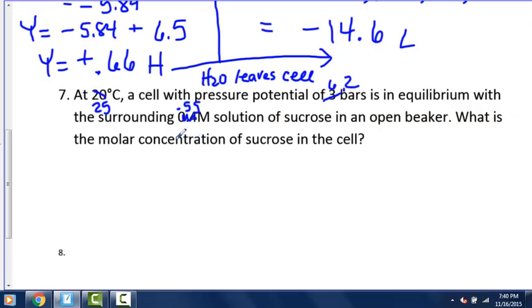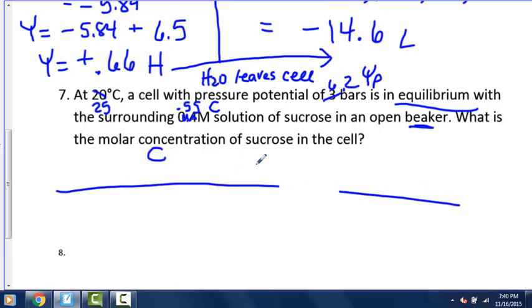That's the goal, to go through all the same types of problems. So it says at 25 degrees, a cell with a pressure potential of 6.2 bars, so this I'm going to mark as my P, is in equilibrium with the surrounding 0.55 molar solution of sucrose in an open beaker. So this is C for in the beaker. What is the concentration? So they're asking me to solve for C of sucrose in the cell.